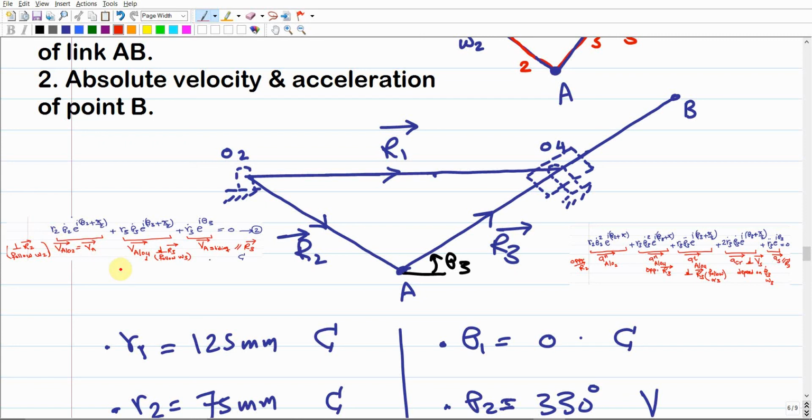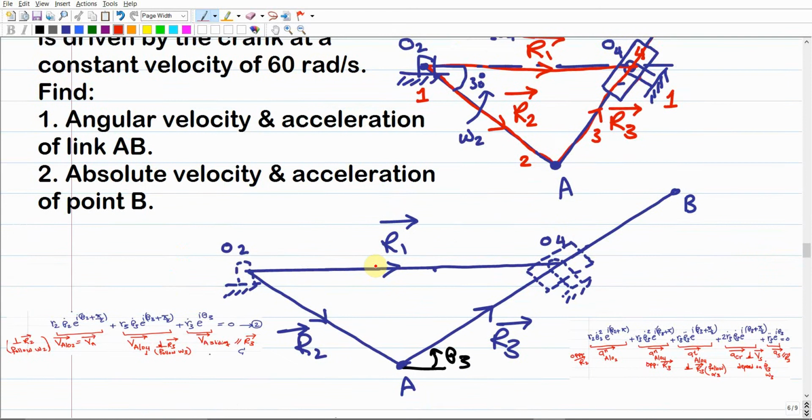All right, so for the first component, which is the velocity, as we agreed, the first thing that we have to represent is the direction of the angular velocities, right? We do have two lengths that rotate, which are R2 and R3. It means that for each one there should be an omega, and omega 2 is already given in this direction. This is the direction for omega 2.